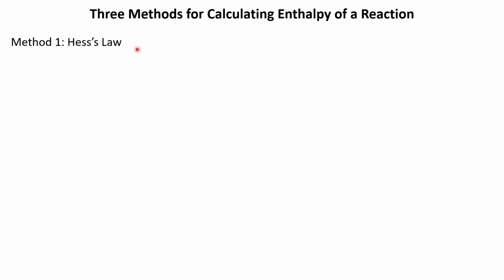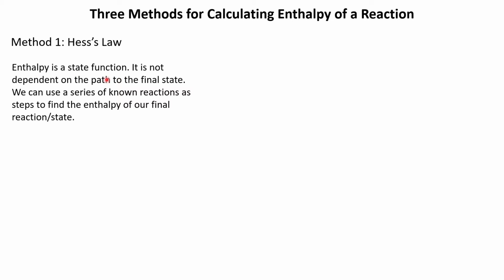And Hess's Law takes advantage of the fact that enthalpy is a state function. So remember, a state function means that enthalpy is not dependent on the path to the final state. As long as you reach the final state, it doesn't matter what path you take. So to calculate the enthalpy of a reaction, we know the final state, the reaction. So we can use a series of known reactions as steps to find the enthalpy of our final reaction.